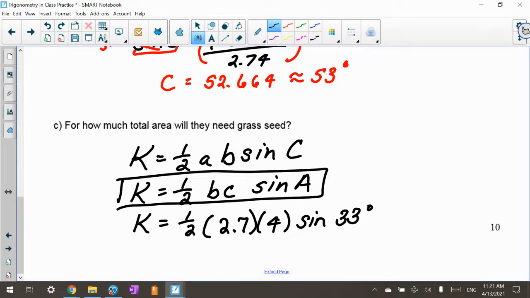Okay. And when I put this in my calculator, I get about 1.9. And you got to remember, it's square miles that they have to seed. The whole point there is you got to use the square miles because it's area. So this one's a little bit different. We haven't done one of those, but I wanted to show you that you can find the area using a pattern like we've done before. So that's all there is on this one.